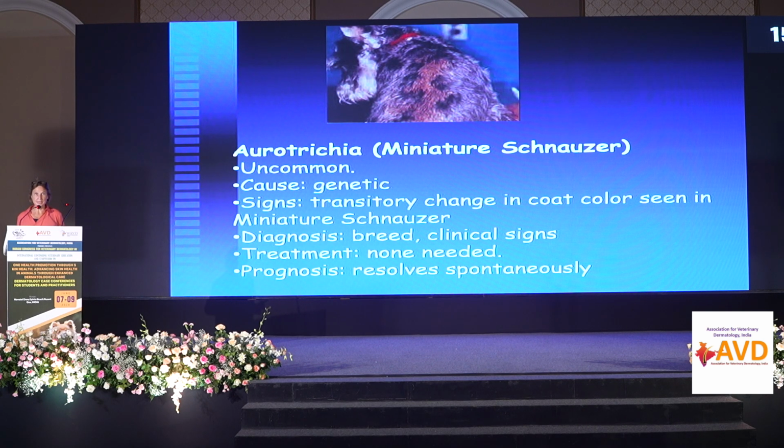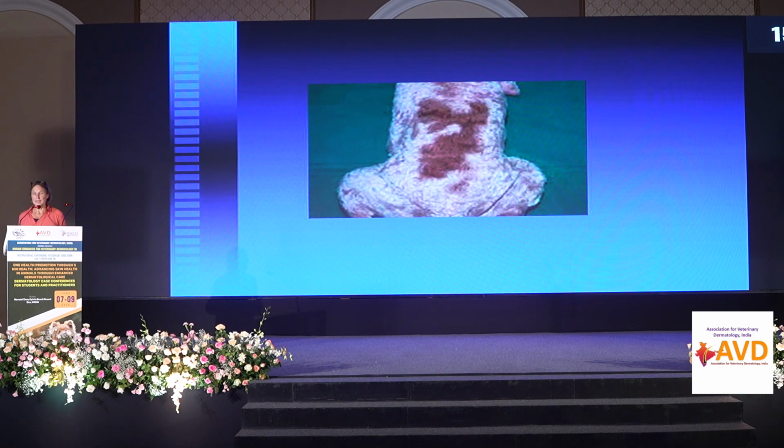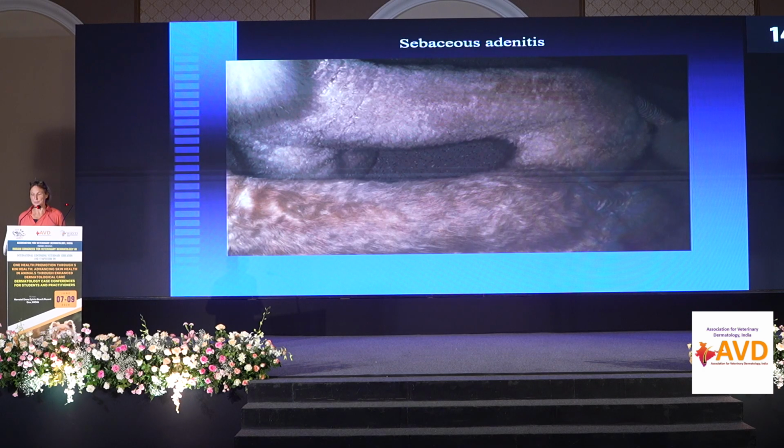One is the oreotrichia, which is a very rare condition, but it's been reported in schnauzers that they develop this gold type color, and it is a transient color. Many times it resolves spontaneously as a genetically inherited condition. You may come across some of these patients, and it's something that runs in families, but it's not pathological per se. They may look funny, but it's benign otherwise.